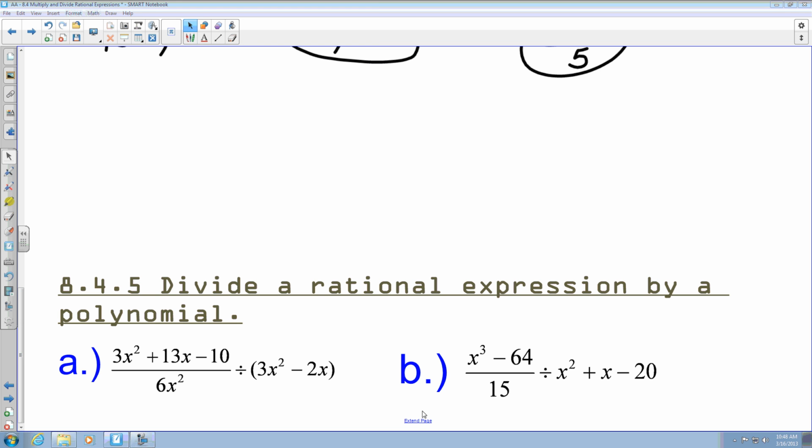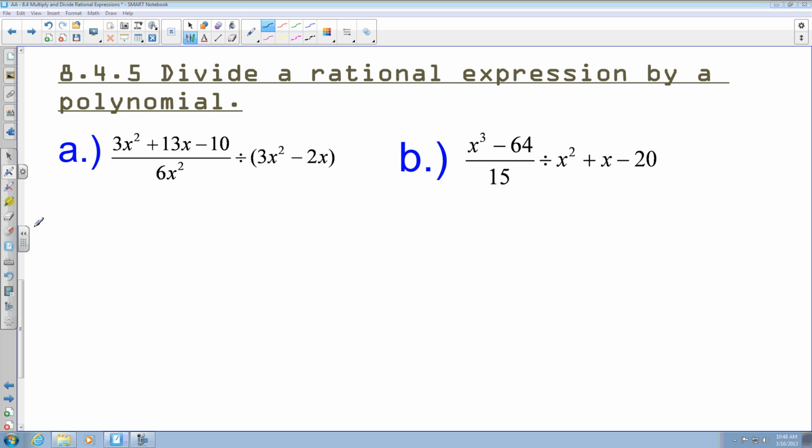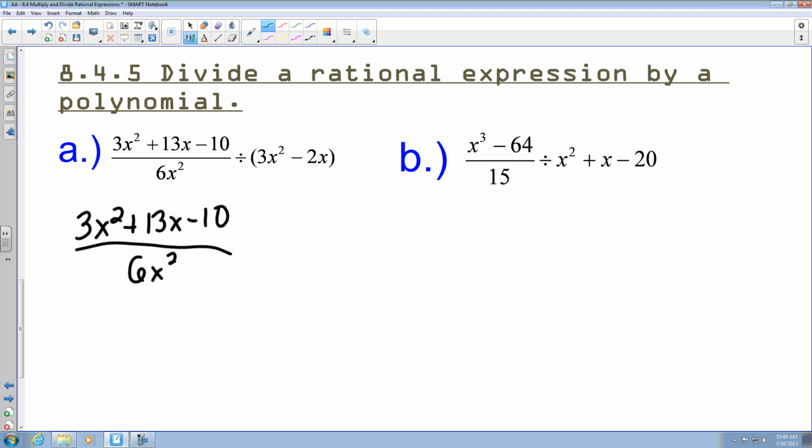Last one that we're going to do is being able to divide rational expressions by a polynomial. So we have a fraction in that first position divided by something that's not a fraction, but technically it's divided by 1. So when we take the reciprocal of it, so it'll be 3x squared plus 13x minus 10, all divided by 6x squared. We're going to multiply it by 1 divided by 3x squared minus 2x.